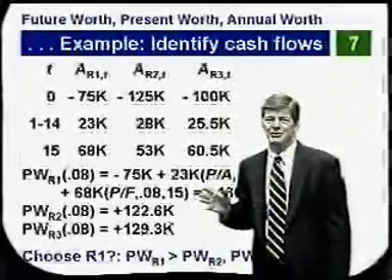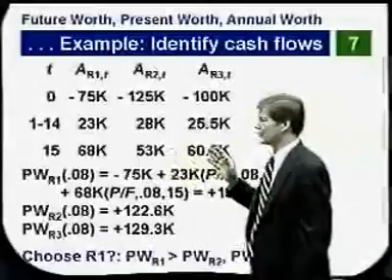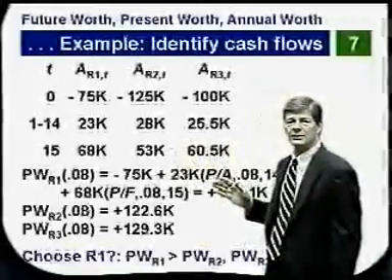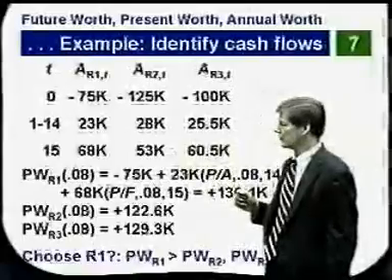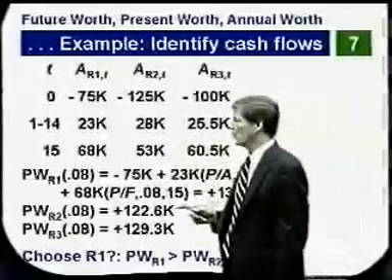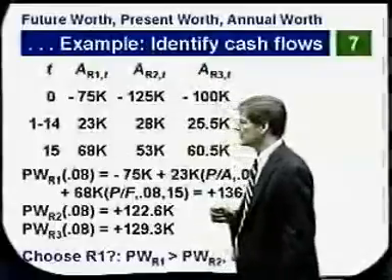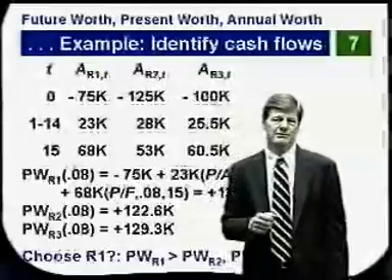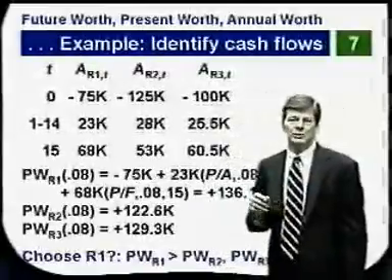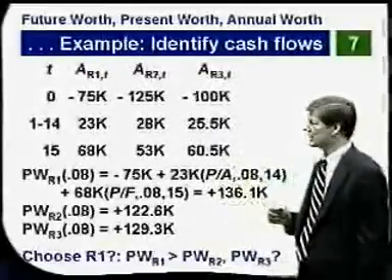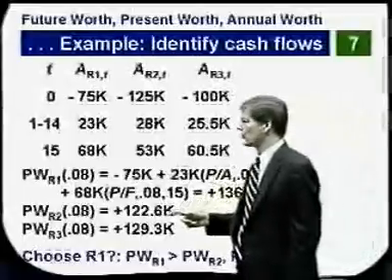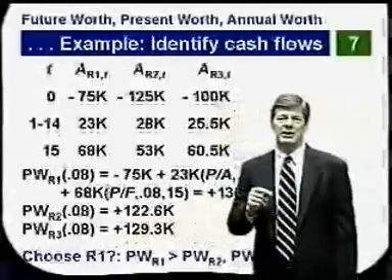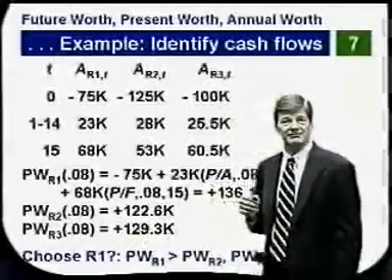I can write a similar equation for Route 2 and Route 3, and if I do so and do the calculations, the present worth for those alternatives are $122,600 and $129,300. Now, there are many individuals that would look at this result and decide that the most economical course of action is Route 1. And they would reach that conclusion by doing the following.